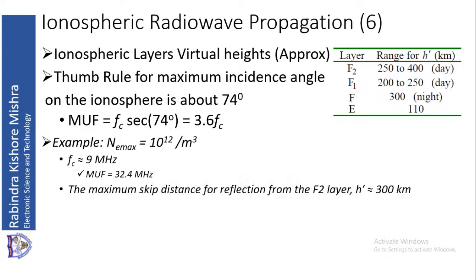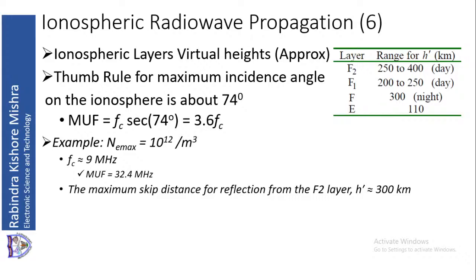And the maximum skip distance for reflection from the F2 layer. Suppose we are considering the F2 layer, the highest layer, from which it is coming back. The F2 layer is at a distance of 300 kilometers. So from that we are going to find out the maximum skip distance. How do you find the maximum skip distance?